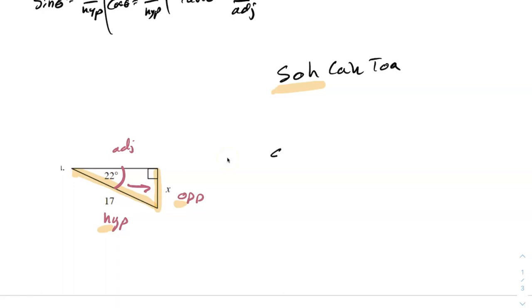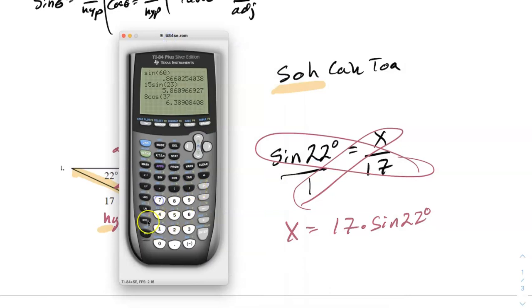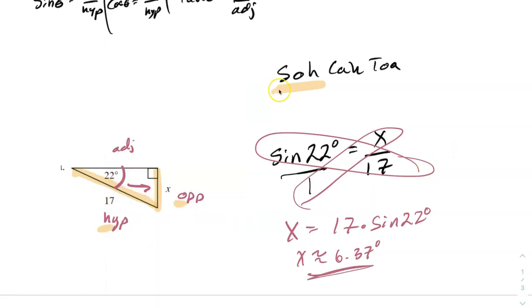So we just set it up. Sine of our angle equals the ratio. Remember, O is on top, H is on bottom, so x over 17. Then we solve like we normally do. Put it over 1, cross multiply, x equals 17 times sine of 22. Bring out your calculator. 17 times sine of 22, and I get roughly 6.37. And that's how we use SOHCAHTOA. It's a device to help you easily figure out which trig ratio you have.